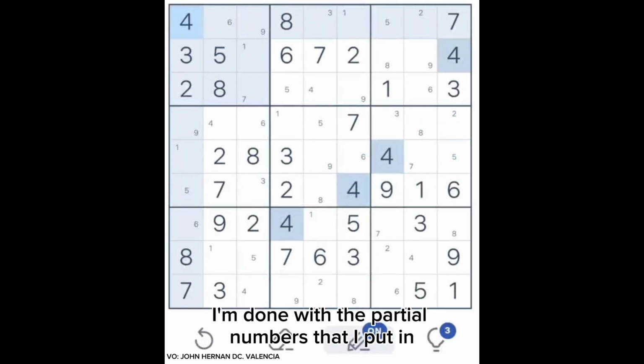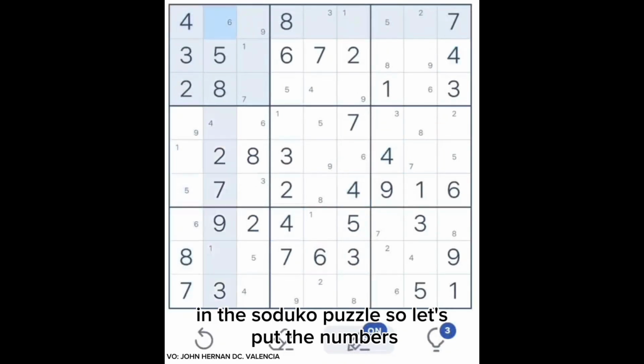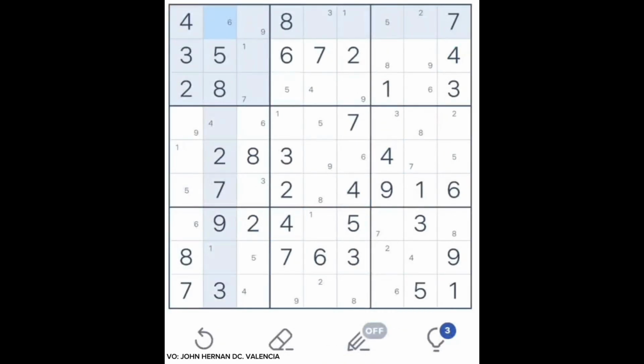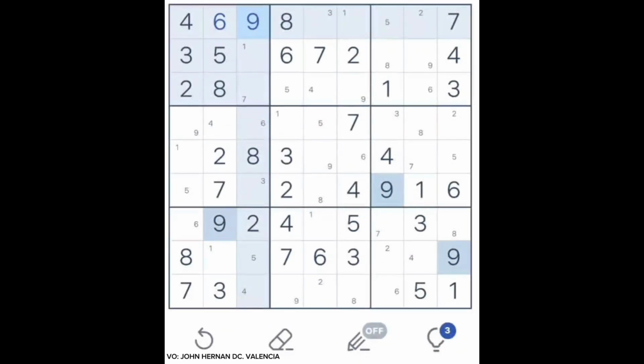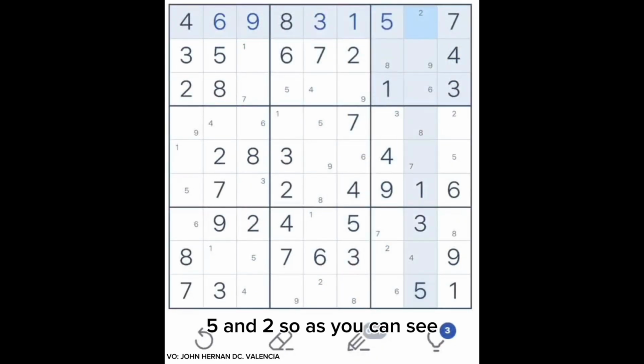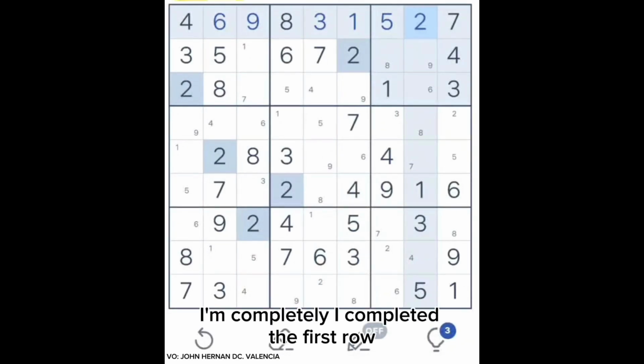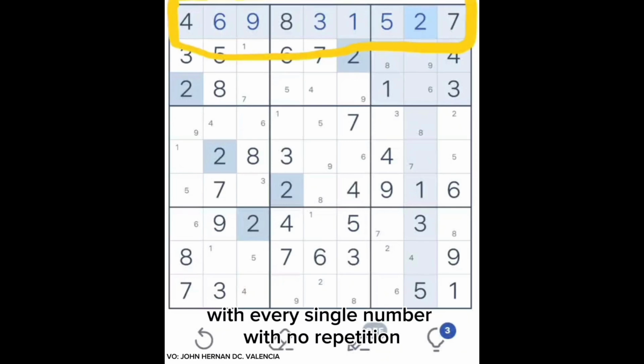As you can see, I'm done with the partial numbers that I put in the Sudoku puzzle. So let's put the numbers. Here I'm going to put the 6. So it's correct. 9, 3, 1, 5, and 2. As you can see, I completed the first row with every single number with no repetition.